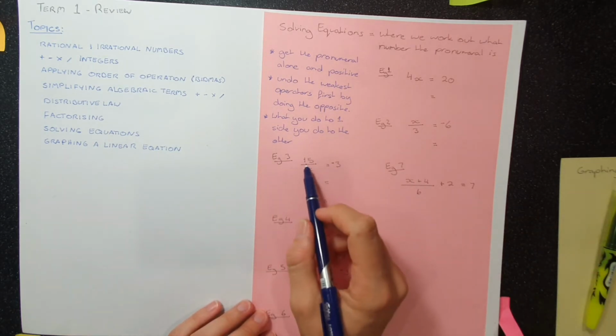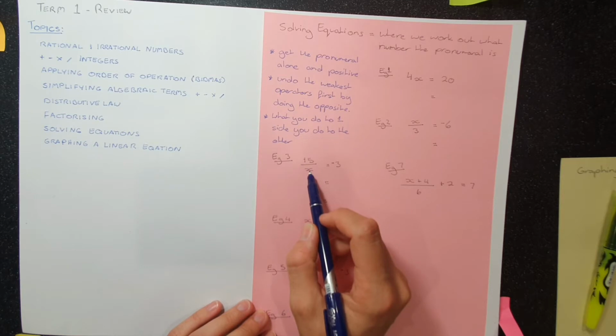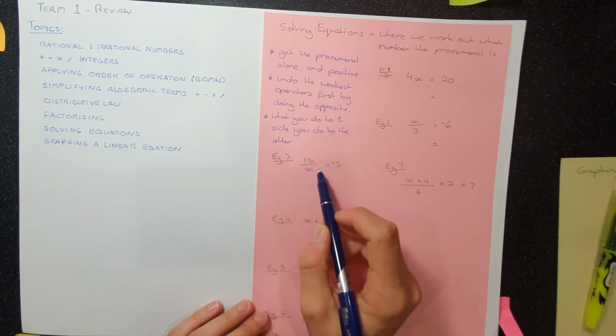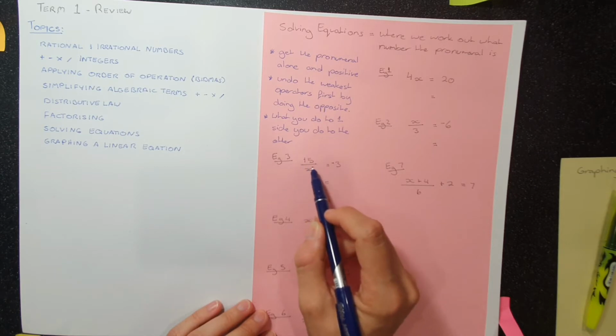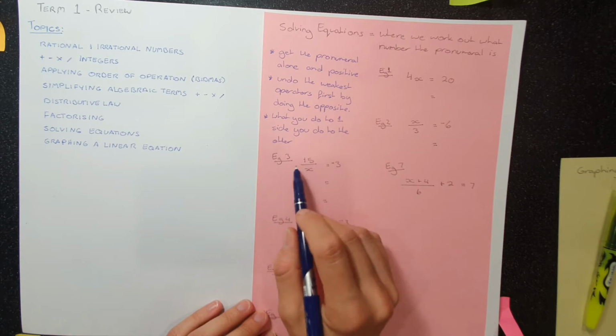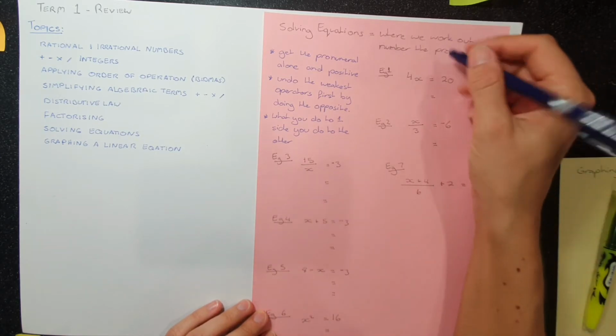If I have a look here, I've got 15 divided by x equals -3. So 15 divided by x. The operator that I have at play here is divide. So I need to undo that division by, let's not go there. Let's start up here. I take that back.